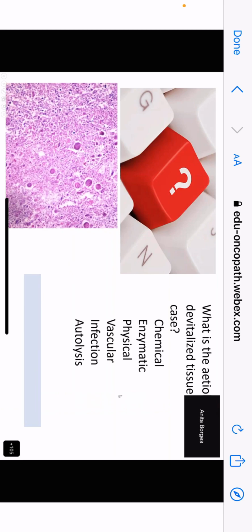You can see the trophozoite, and then there is a clear space around it. Now you see this devitalized tissue in this case. Very good. What is the cause of this devitalization, Limpy? What has caused this? Infection, ma'am. Necrosis? You have all these choices.